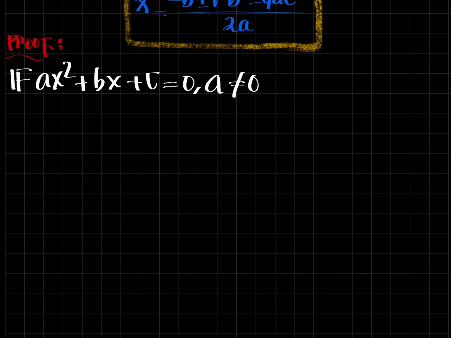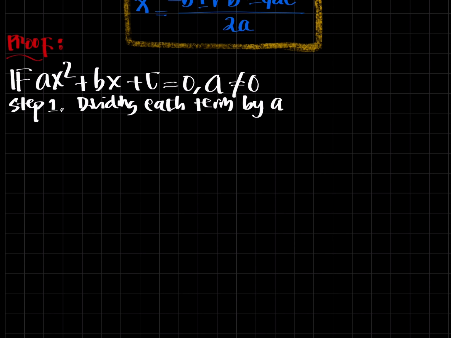The first step is you divide. So I'm going to write down the steps. Step 1: dividing each term by a, because a is not equal to 0. So you're dividing each term by a, when a is not equal to 0.